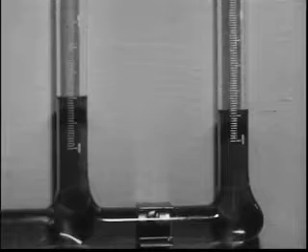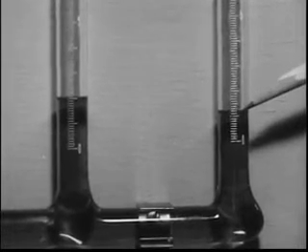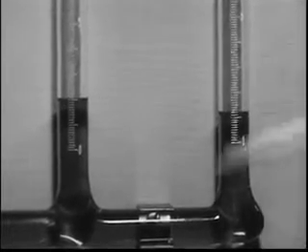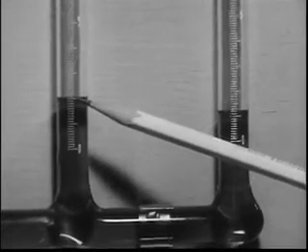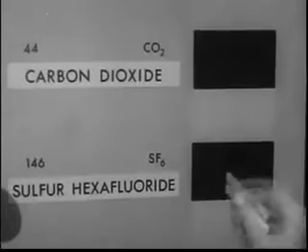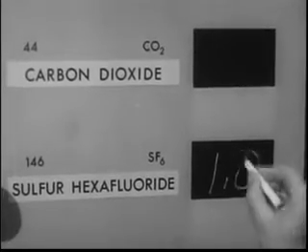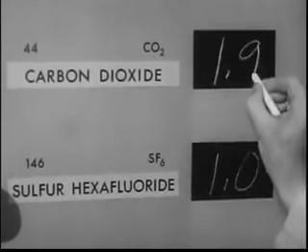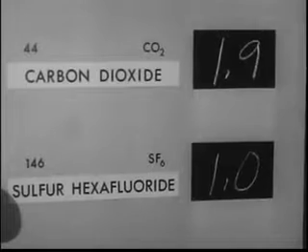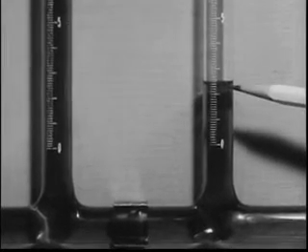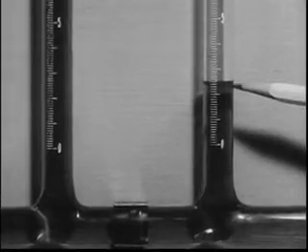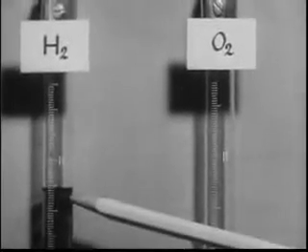Well, reading the bottom of the meniscus, 1 volume of sulfur hexafluoride has escaped, and 1.9 of carbon dioxide. 1.0, 1.9. For oxygen, 2.3, and for hydrogen, 8.7.